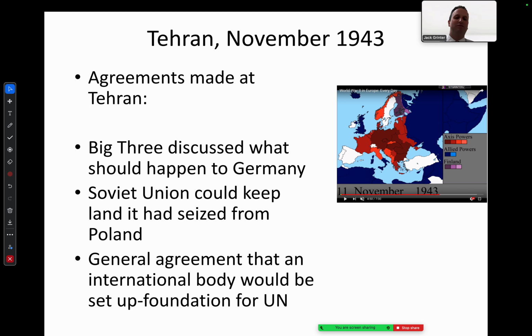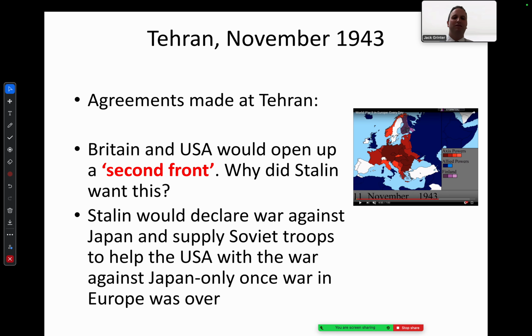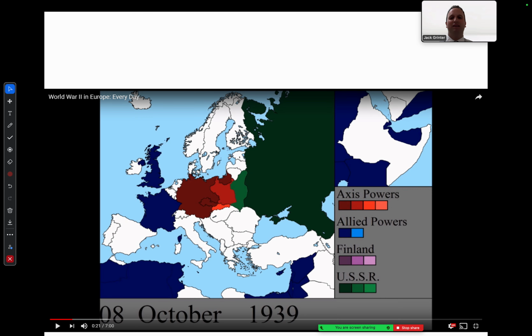It was also agreed the Soviet Union could keep land it had taken from Poland. And they had an agreement they would set up a new international body to replace the League of Nations. That would be the United Nations, which is set up at Yalta. But the two to remember for Tehran are really the second front and Stalin declaring war against Japan once the war in Europe is over.